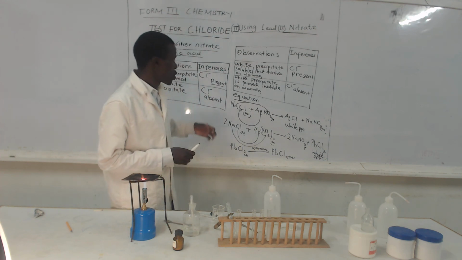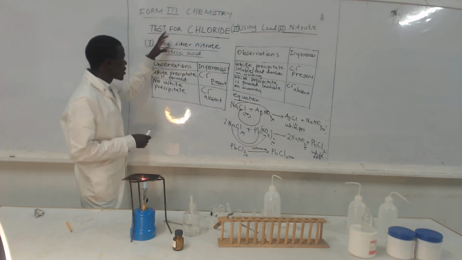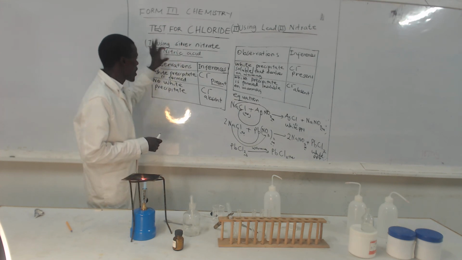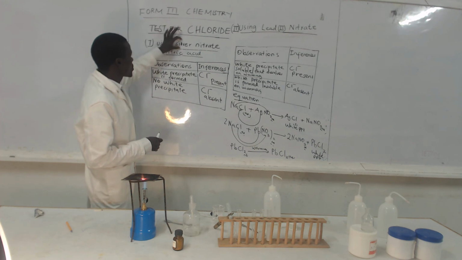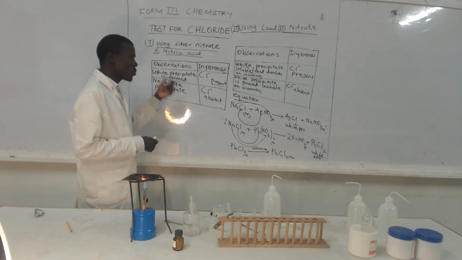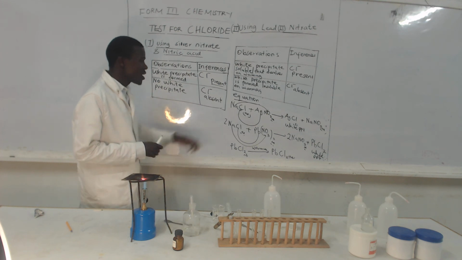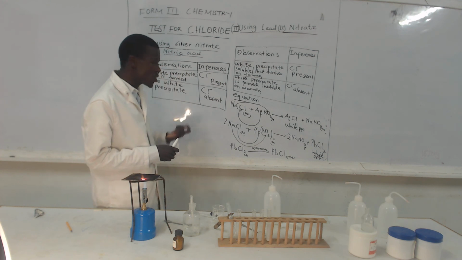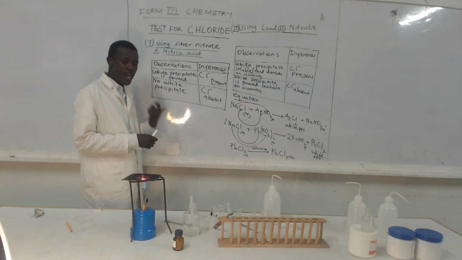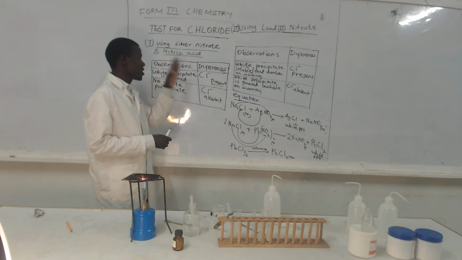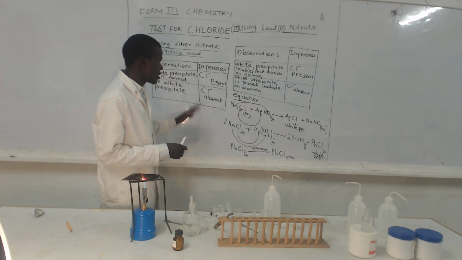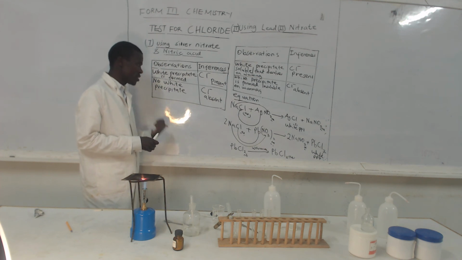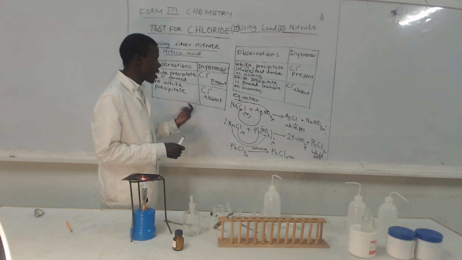To emphasize, the first test we use silver nitrate and nitric acid. Nitric acid is used to remove the impurities, and silver nitrate is reacting with any available chloride to form silver chloride, and that is the white precipitate. So in any case, you see the formation of a white precipitate, then you say that chloride ions are present. When you get a negative result, that is no white precipitate, you now say chloride ions are absent.